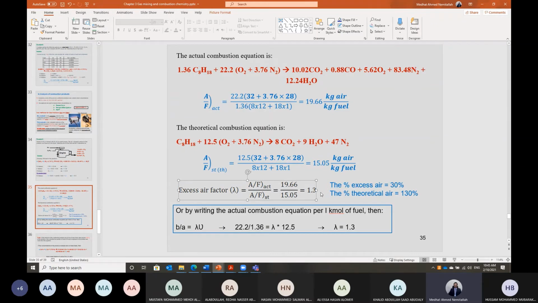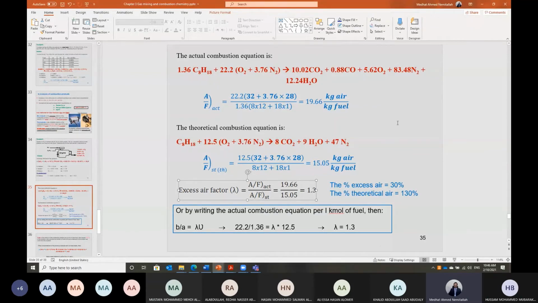The excess air factor will equal 1.3. That means we have 30% excess air, or it is equal to 130% theoretical air. So if lambda is equal to 1.3, that means we have 0.3 excess air, 30%. Or we can say, multiply lambda by 100, and that should give us the percentage of the theoretical air, which is 130% theoretical air.